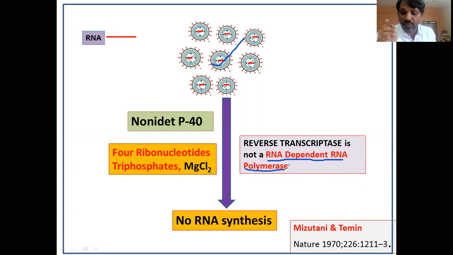So with this we can say the enzyme reverse transcriptase has RNA dependent DNA polymerase, RNase H activity and DNA dependent DNA polymerase activity, but not the RNA dependent RNA polymerase activity.